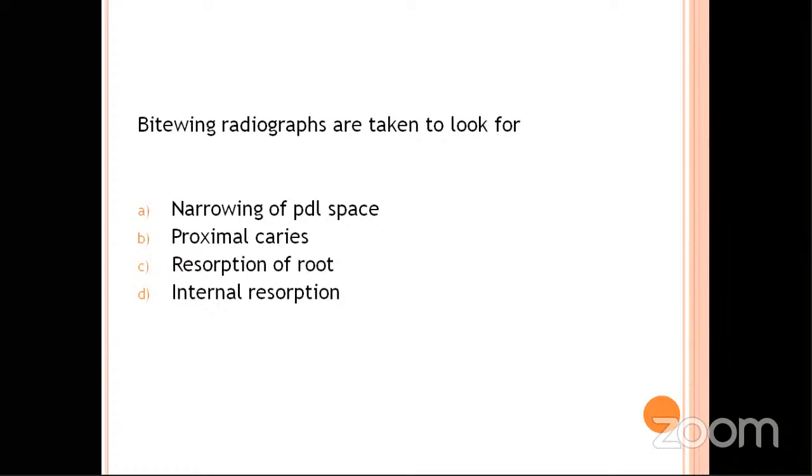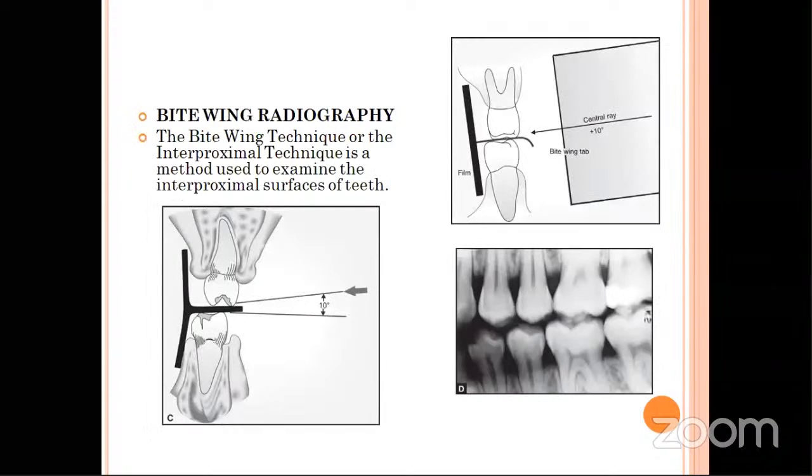Bite-wing radiographs are taken to look for narrowing of periodontal space, proximal caries, resorption of root, internal resorption. These are exclusive techniques used only for proximal caries. Here in the bite-wing radiograph, we use a bite block which the patient will bite, and only the proximal surfaces of the tooth will be seen and not the periapical surfaces. The apical surfaces are not visible, only the proximal surfaces are seen.